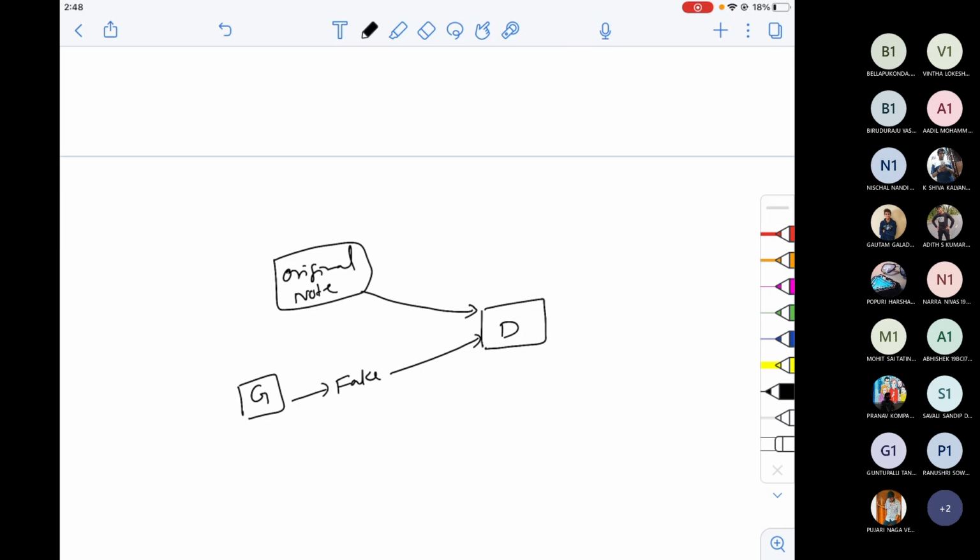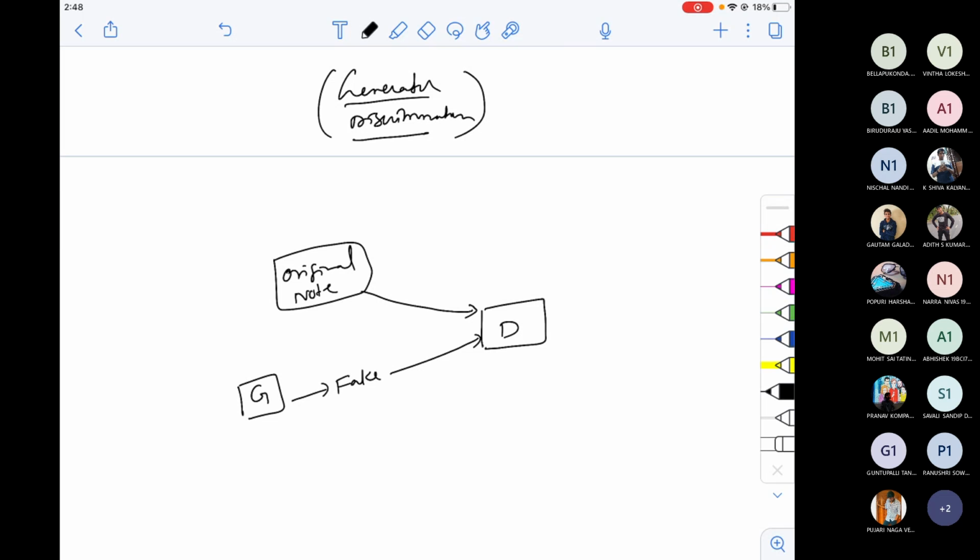What is the generator? The generator is some network, some CNN. What is the discriminator? The discriminator is also a network. Generator and discriminator are very, very important words. Since our hero is actually the generator, not the discriminator, it's called a generative adversarial network.